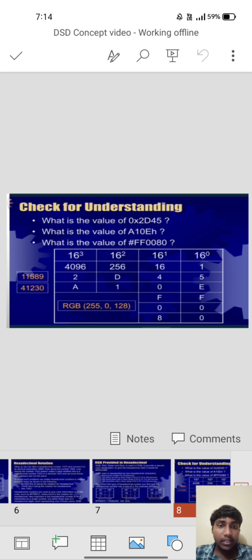Check for understanding. What is the value of 0x2D45? What is the value of A10EH? What is the value of #FF0080? Now you can see the below table. What are the values?